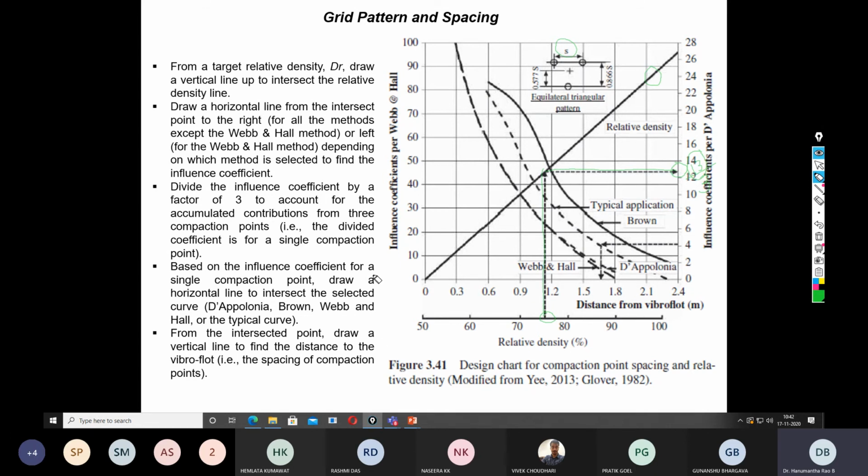Or, based on the influence coefficient for a single point compaction, draw a horizontal line to intersect the selected curve. From the intersection point, draw a vertical line to find the distance to the vibro float. This gives your spacing requirement.